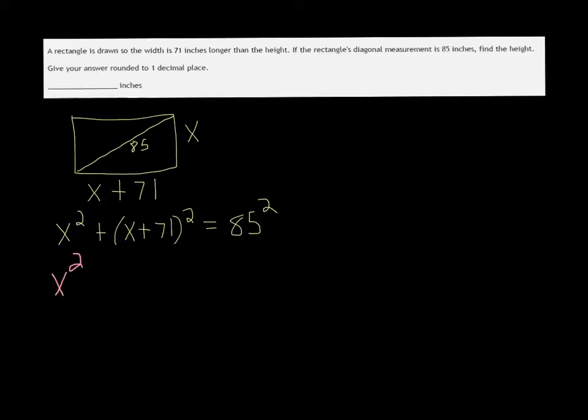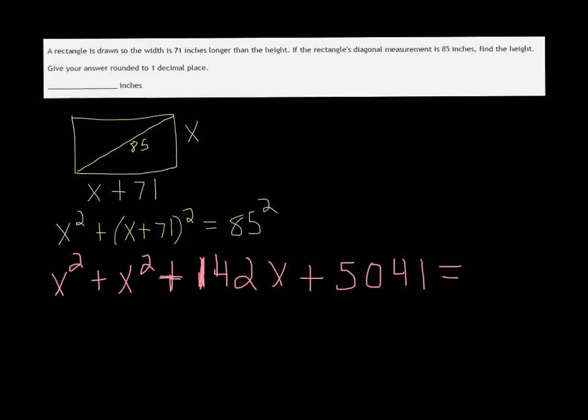So we have to FOIL out the x plus 71 squared, so you get x squared plus 142x plus 71 squared. Let's see what that is. That's 5,041. And that's equal to 85 squared, which is 7,225.